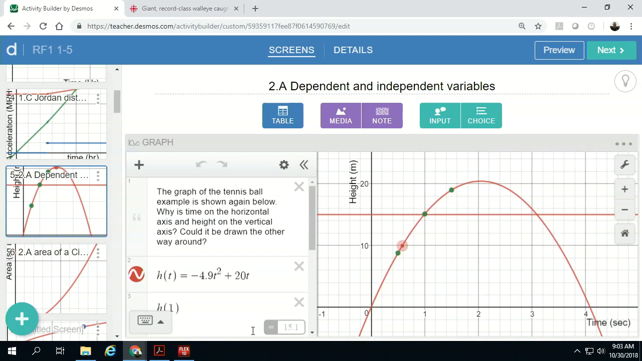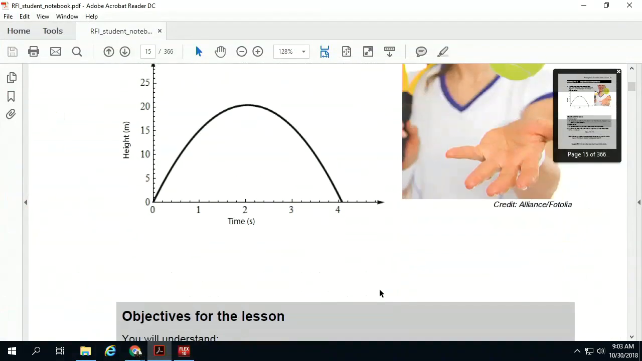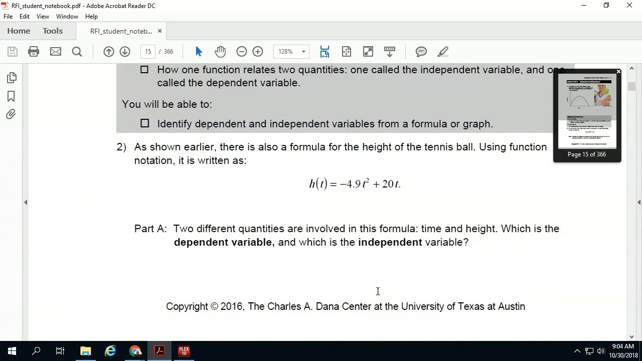Number 2A then, the two different quantities involved are time and height. The dependent, what did you have for A? Height. And then the independent, time. Just like David Bowie said, right? Time, you can't change time.